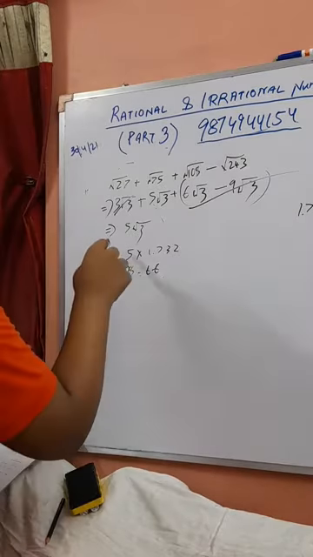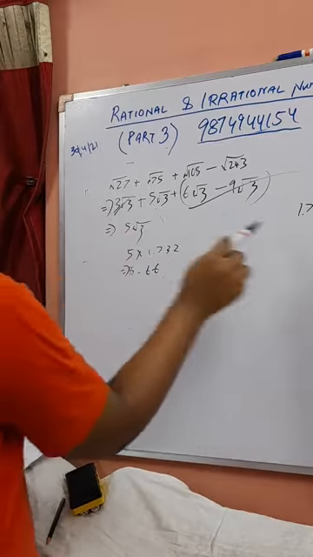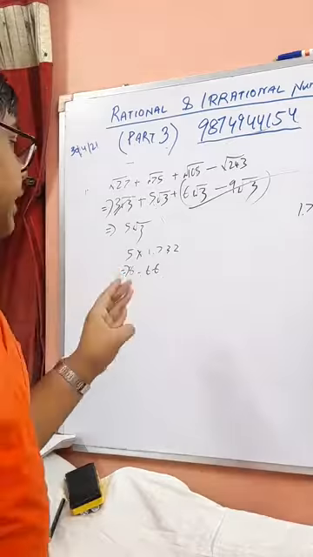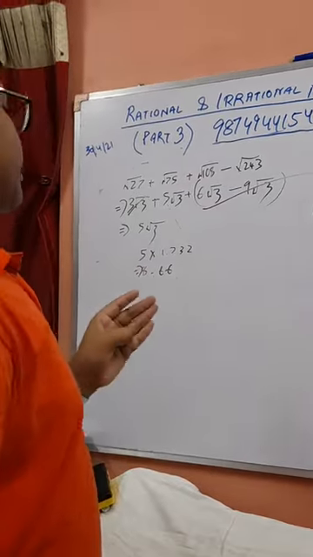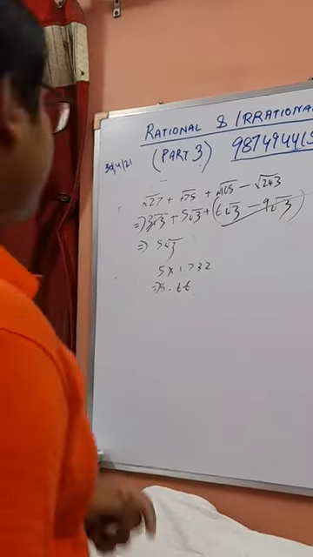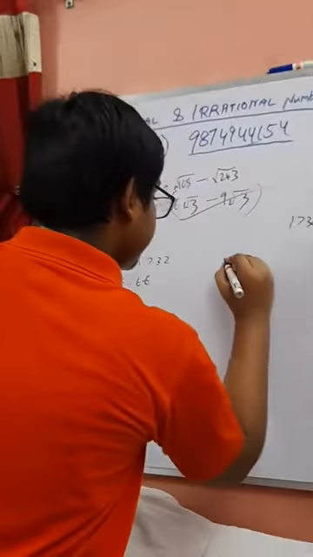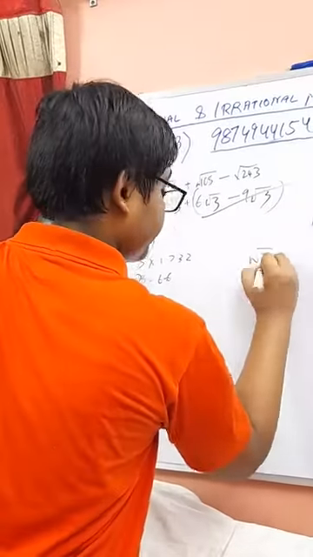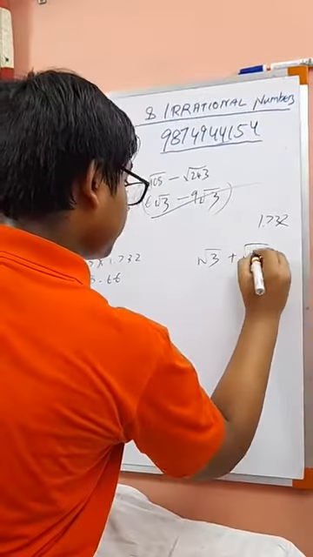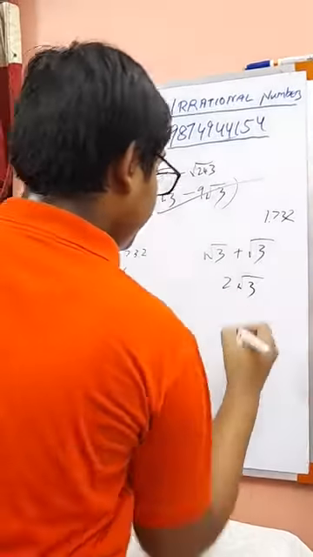Now we have to keep in mind that if we put the value of root 3 over here, it would get very difficult for us, and addition and subtraction would take a lot of time. And one more thing about surds is that if there is root x or root 3 plus root 3, then we will take it as 2 root 3.